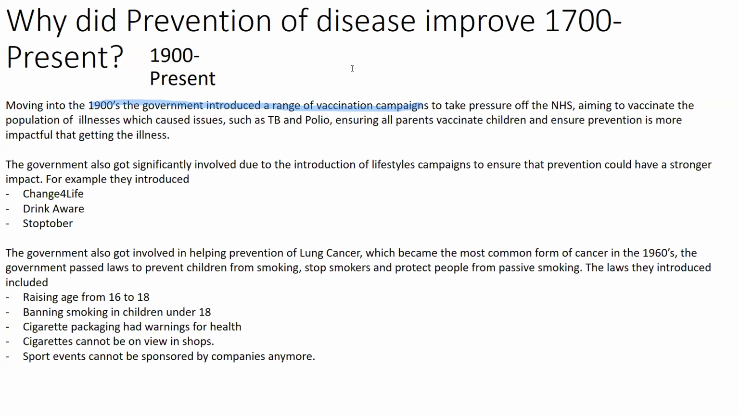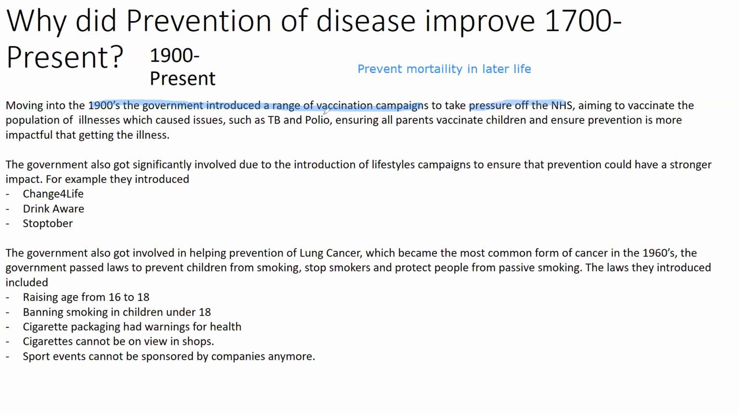Now, the point of a vaccine campaign is to prevent mortality in later life. So things like TB, which people would have had their jabs for when they were younger. It's really important that people have jabs when they are younger to prevent them getting problems when they're an adult. And it also takes pressure off the NHS.